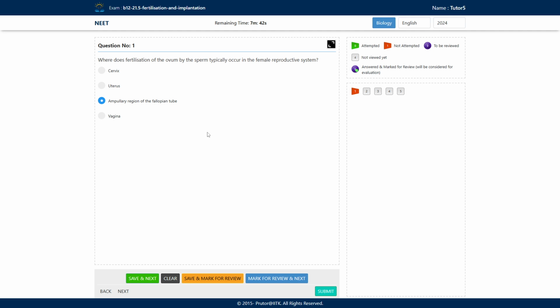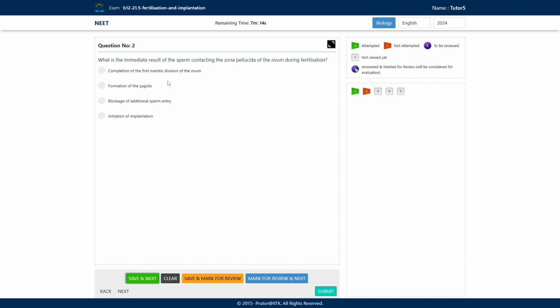The ampullary region consists of the egg also. If egg is present there, then the fertilization will occur. If there is no egg, then there will be no fertilization. There will be no pregnancy. So that's why not all copulation or coitus leads to pregnancy, because it is mandatory that both the sperm and the egg should be present in the same region. Then only fertilization can occur.